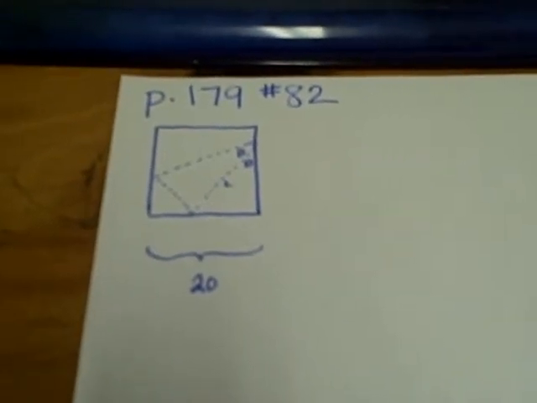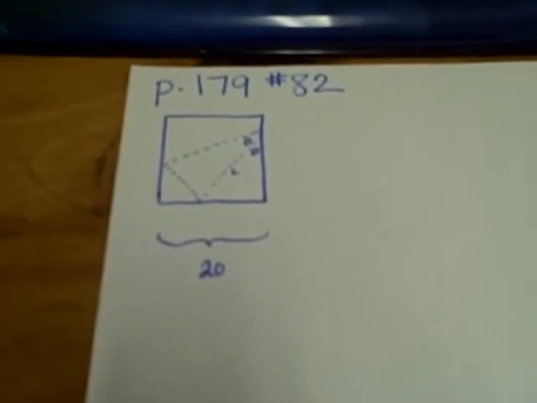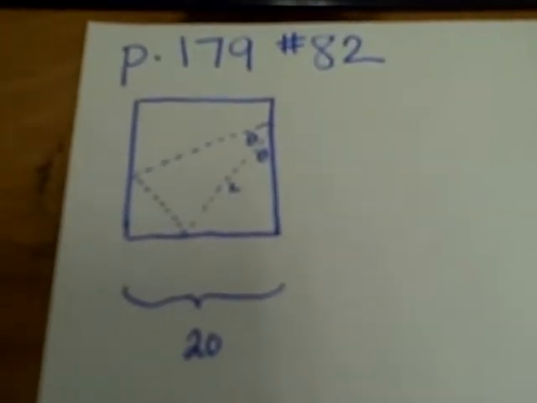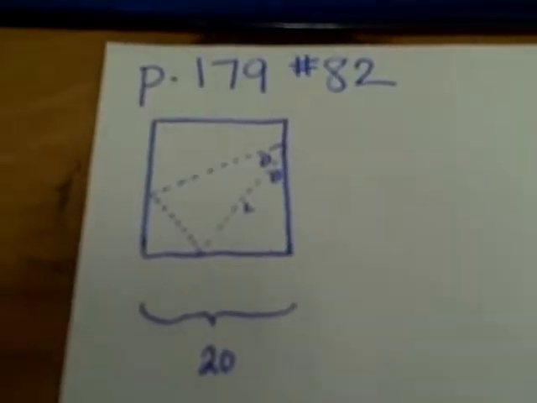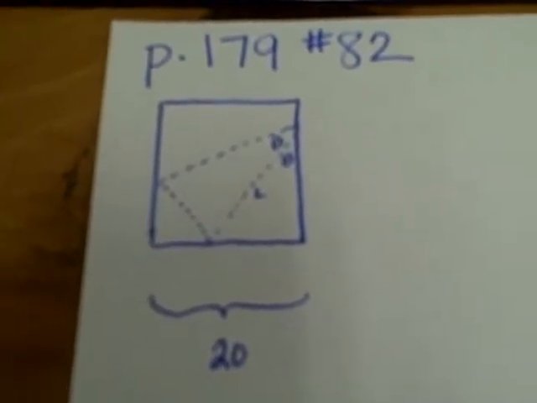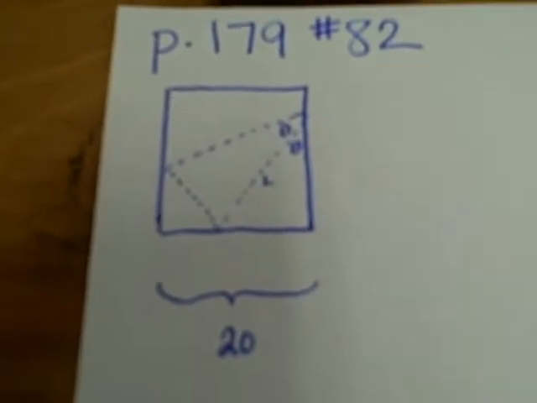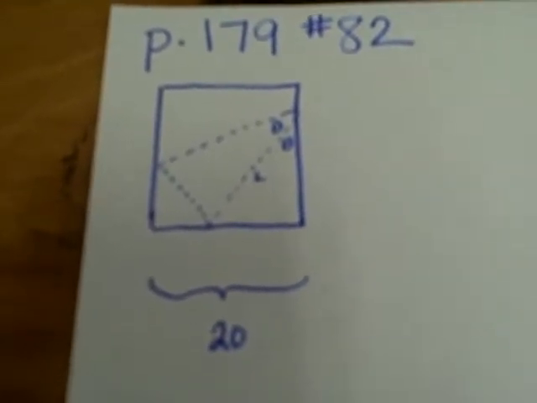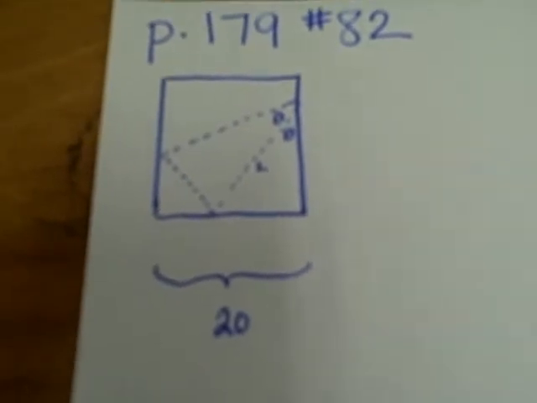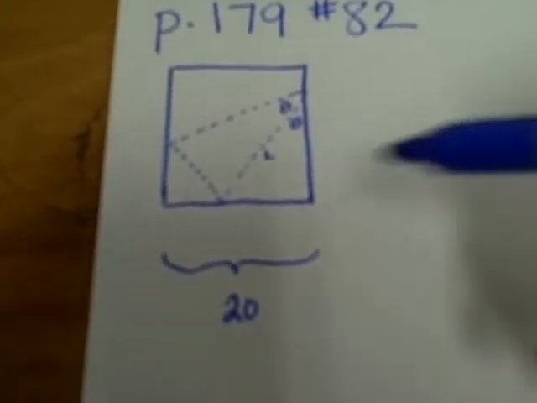This is an explanation of how to set up page 179, problem number 82. Now I have simplified the drawing that we have from the book here. You'll notice that I'm labeling L as the crease, and the dotted segments that I have here are the folded paper over the original. We were told that the width was 20 centimeters. So we can start labeling some pieces here.